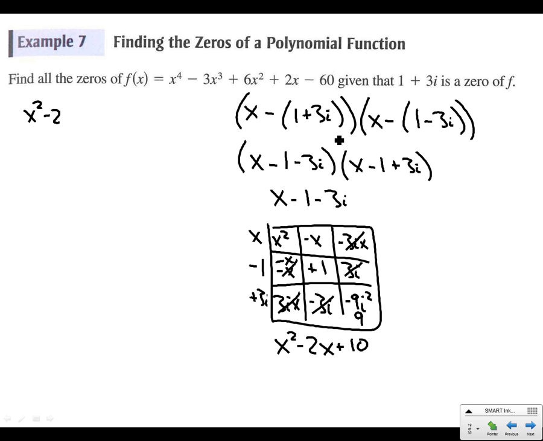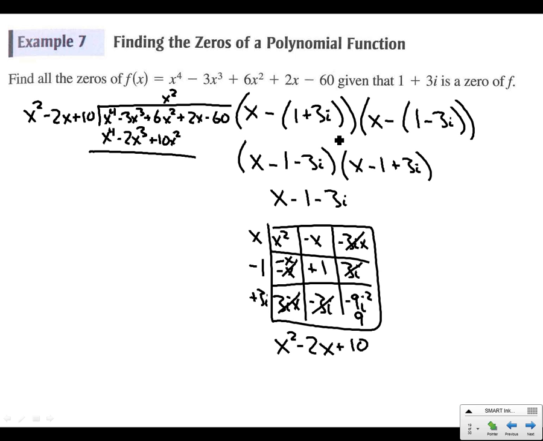X squared minus 2x plus 10 goes into the huge polynomial, x to the fourth minus 3x cubed plus 6x squared plus 2x minus 60. Here we go. X squared goes into x to the fourth x squared times. If we subtract down, we get negative x cubed minus 4x squared. We'll bring down the 2x.